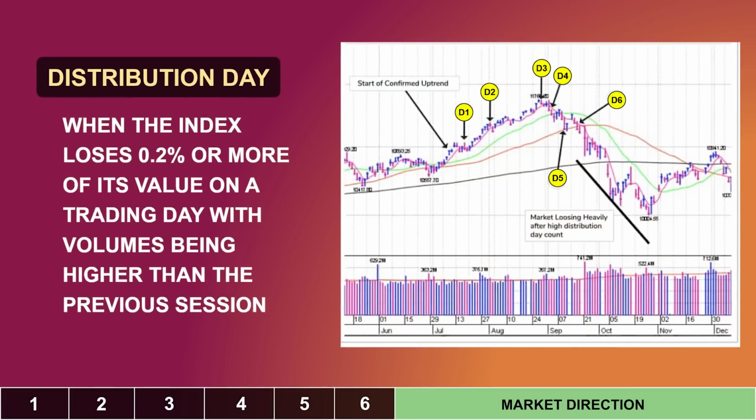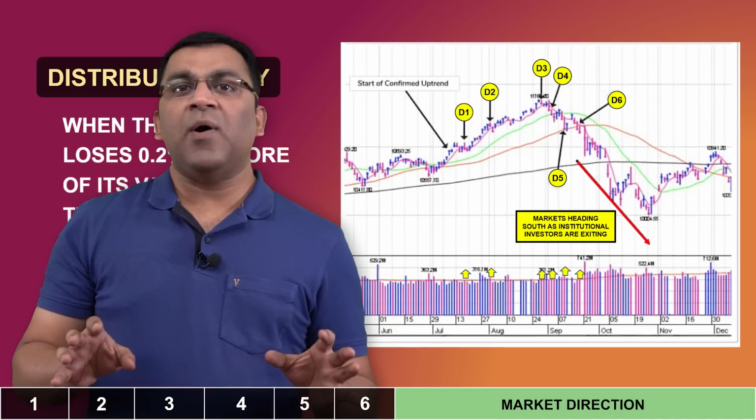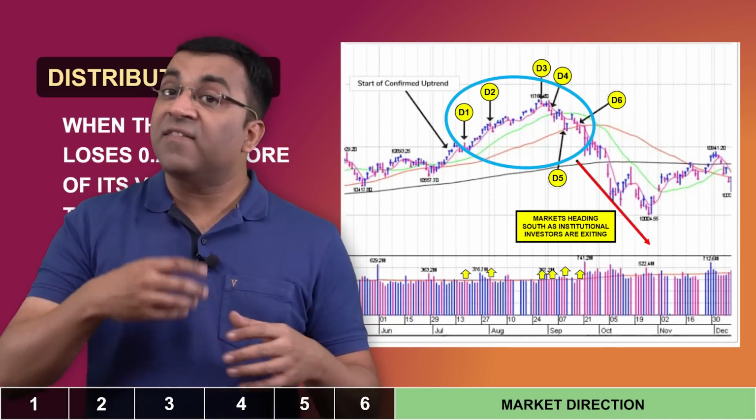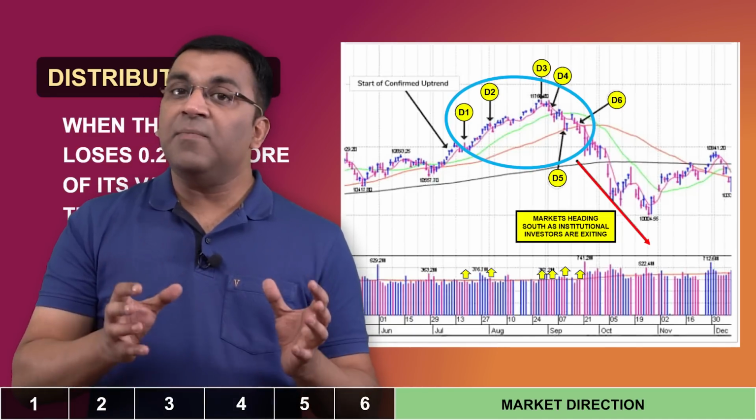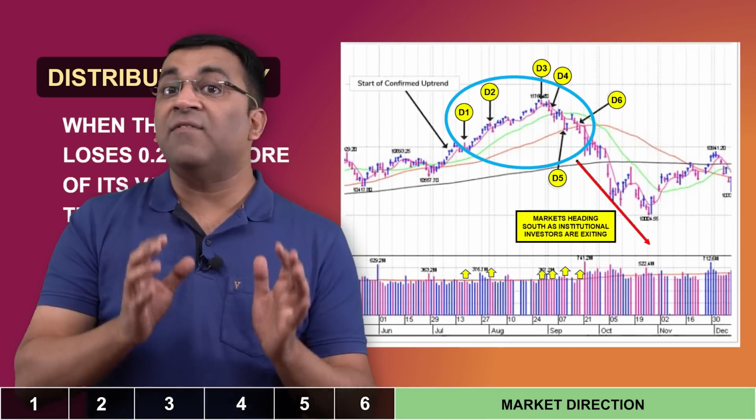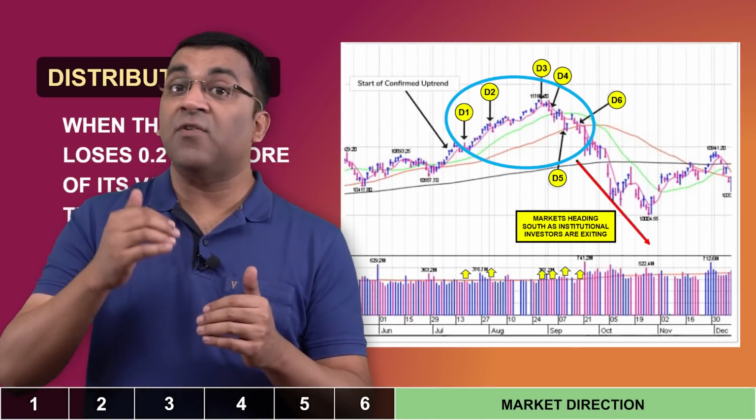So a distribution day is when an index, let's say the Nifty 50, loses more than 0.2% of its value on a single day, with the volumes being higher than that of the previous session. When something like this happens, it generally means the big institutional investors are exiting the market and are reducing their positions. Now, if this happens once or twice, it's not a problem. But if there are successive distribution days, then it means a weakening of the market and the investor should be prepared to reduce his or her positions.